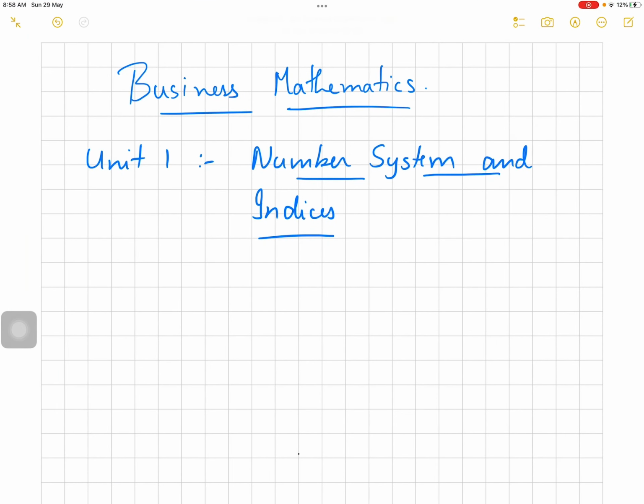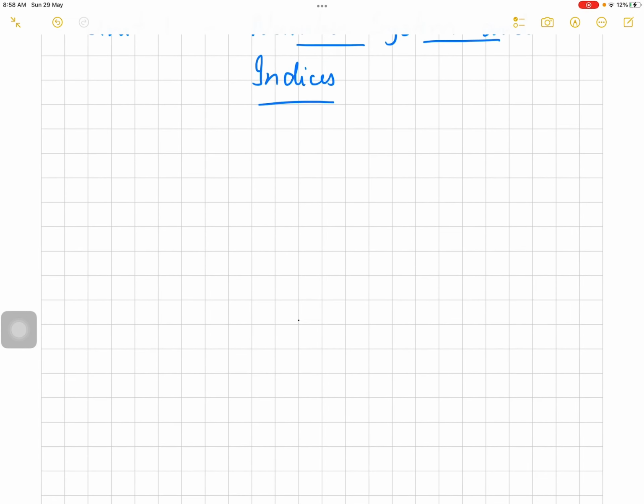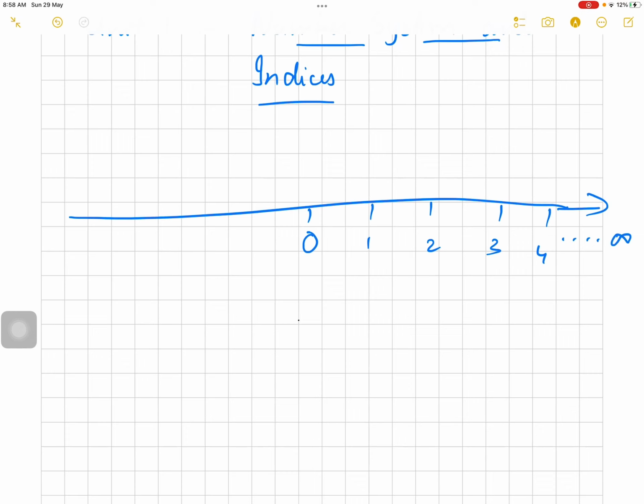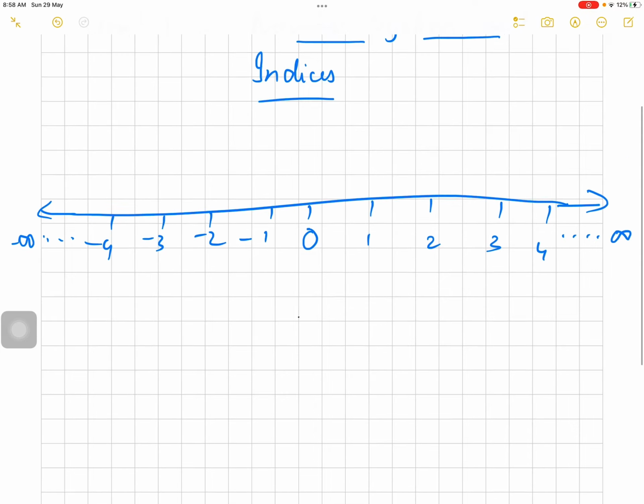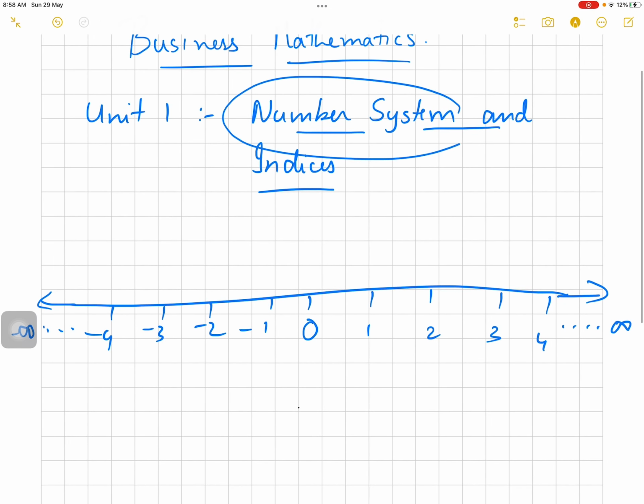So let's start with Unit 1, which is number system and indices. Part 1 is number system. If this is a number line, 0, 1, 2, 3, 4, so on till infinity, -1, -2, -3, -4, so on till -infinity. Now we are doing part 1, which is number system.